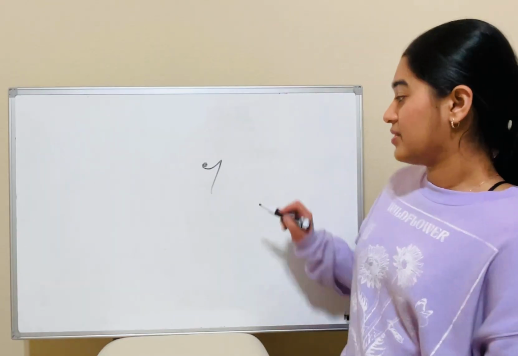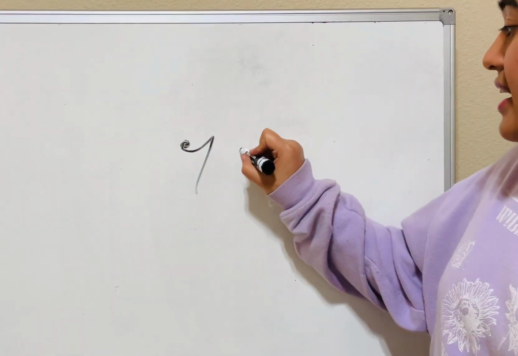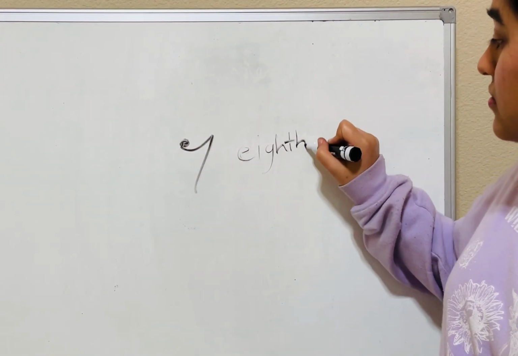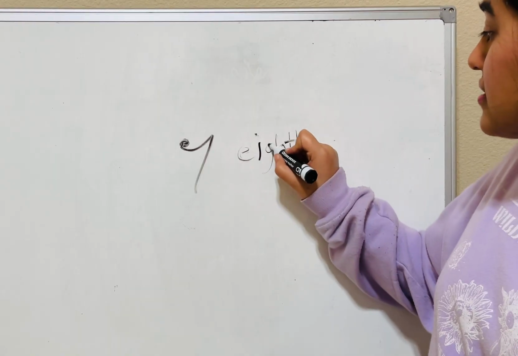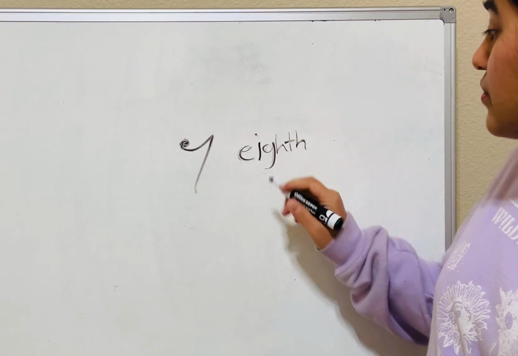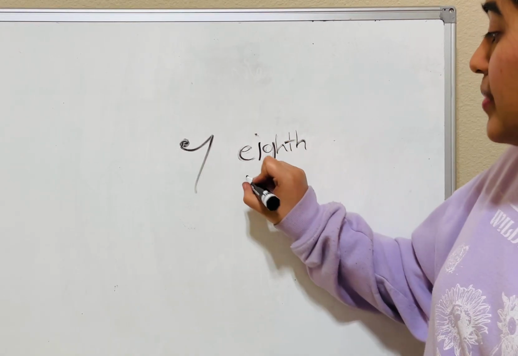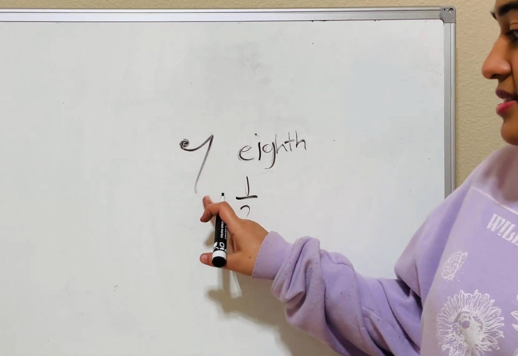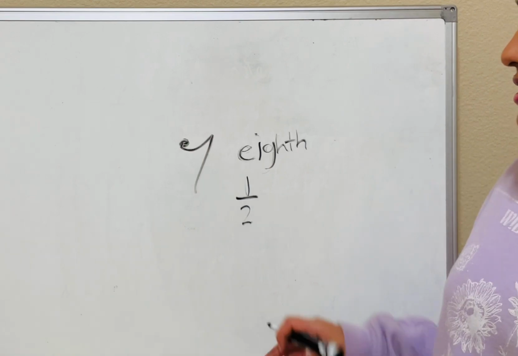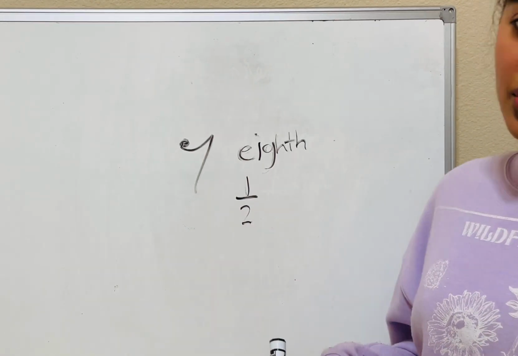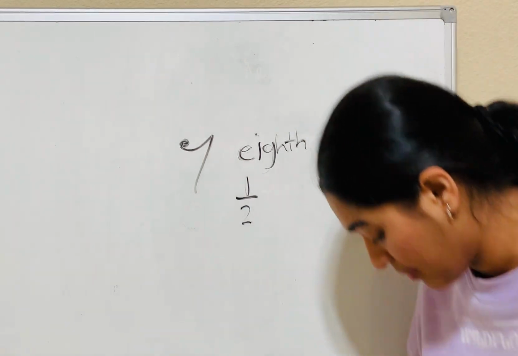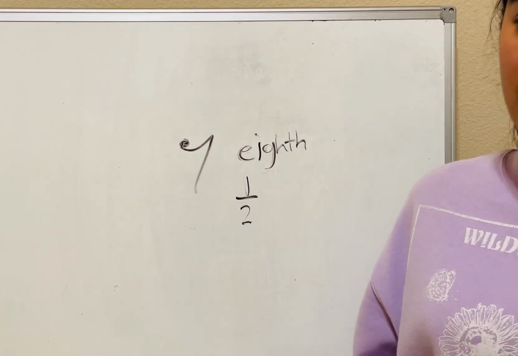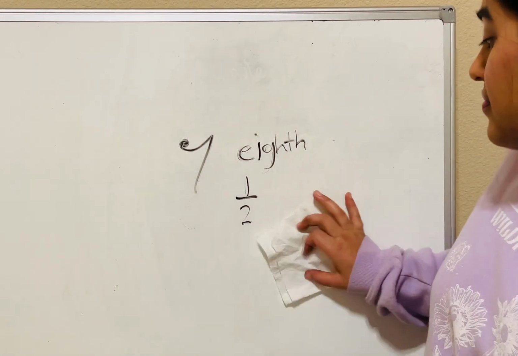Okay, so this is an 8th rest. This is an 8th rest and it's worth 1/2 of a beat. So remember that 2 of these equal 1 beat and 8 of these will equal 1 whole note. So that's just something to keep in mind as you learn about how all of these rests and notes are kind of connected to each other.